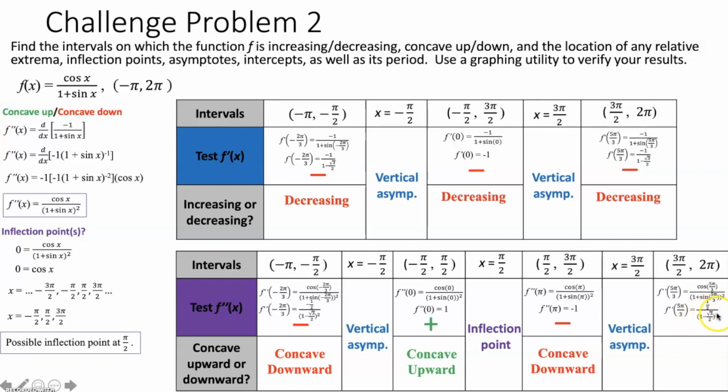Again, denominator squared, so that's always going to be positive. Up here, our numerator we know is positive. Therefore, we know that this must be positive. Because it's positive, that means the second derivative of this function on this given interval is positive, meaning f prime of this function on this given interval is increasing, meaning this function on this given interval is concave upward.